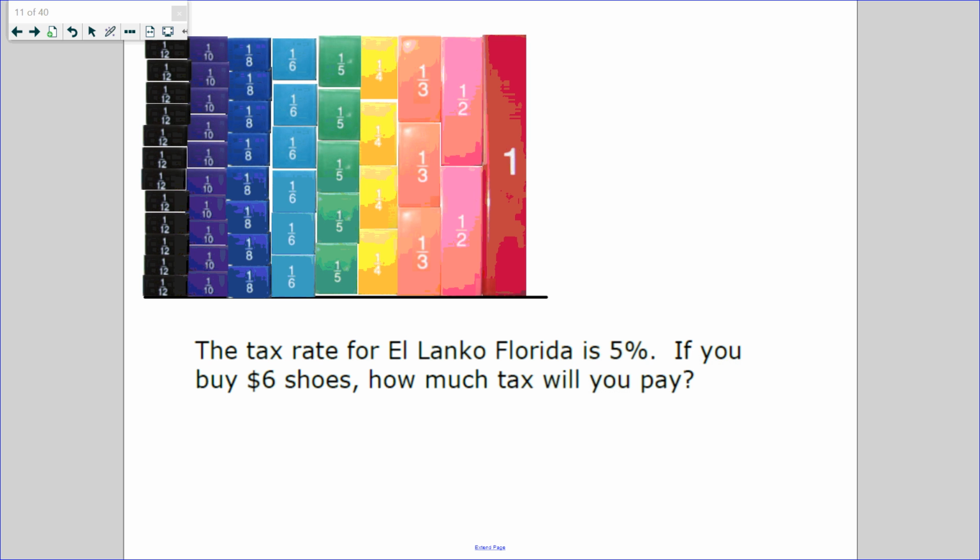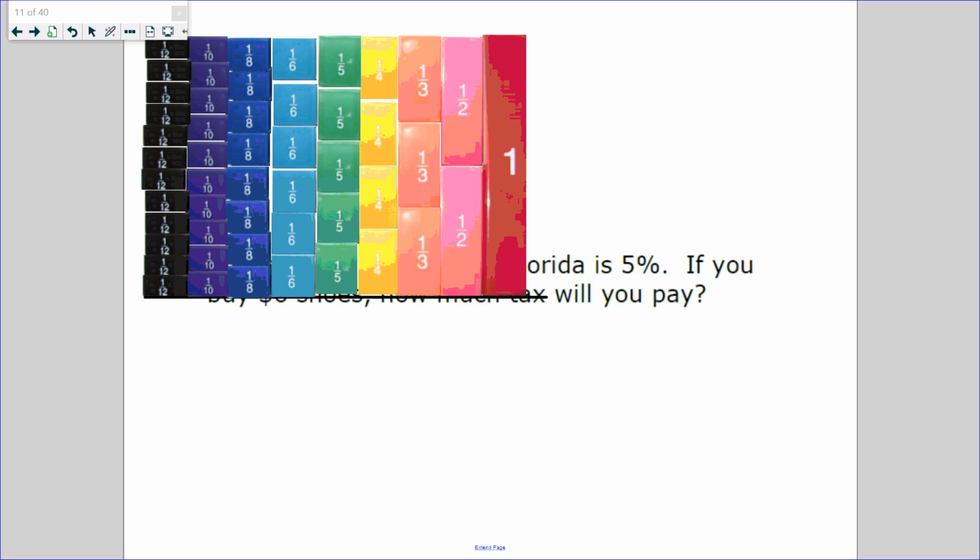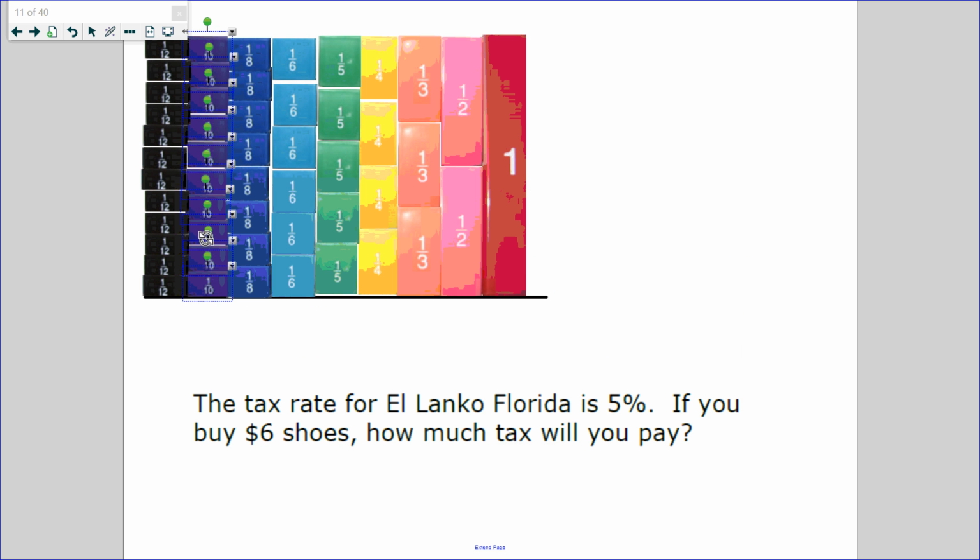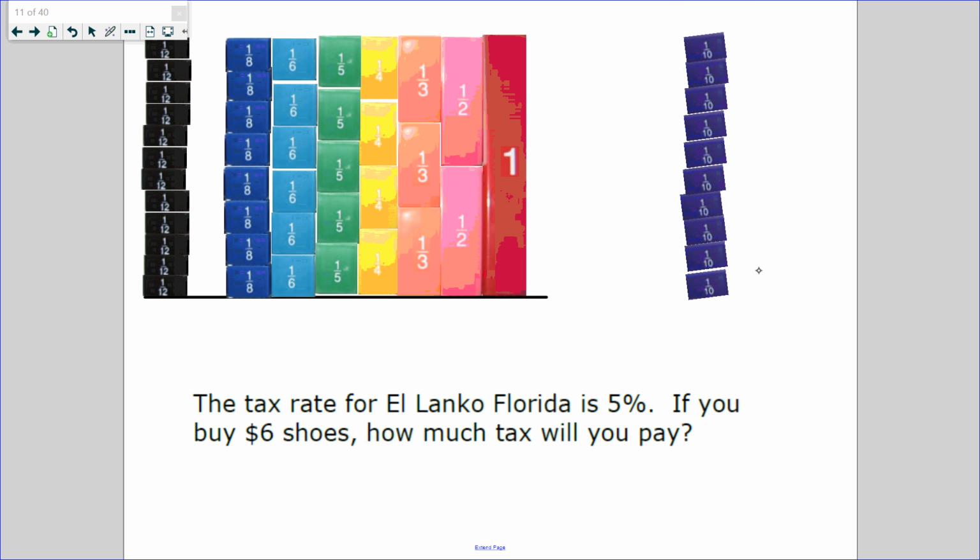The tax rate for Elenco, Florida is 5%. If you buy $6 shoes, how much tax will you pay? If you look here, there is nothing that's close to 5%. I cannot move this for some reason. The closest one is 1/10. So this represents 100%.